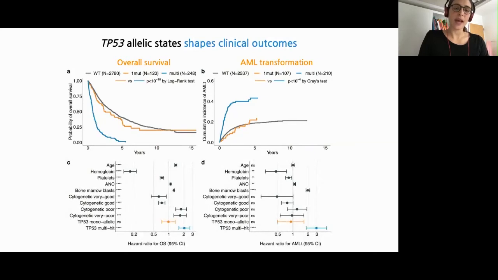And in fact, in multivariate models of survival, so Cox proportional hazard models, TP53 multi-hit is an independent predictor of prognosis along state-of-the-art features, while monoallelic TP53 is not. So this has implications for feature definition and prognosis modeling.